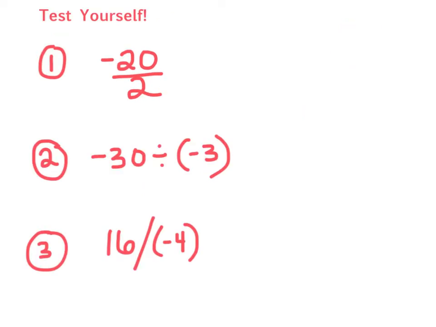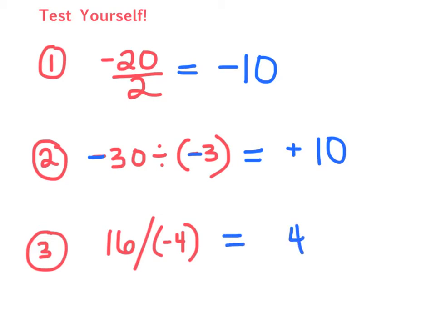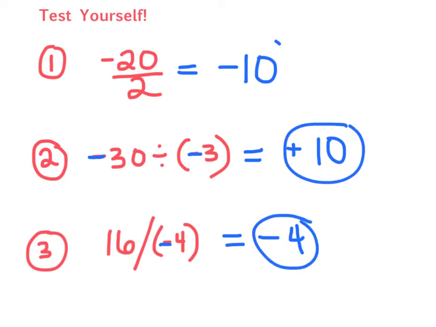All right, I want you to push pause, and I want you to try these 3 in your notebook or in Notability, and then push play to check your answers. All right, first one, you should get 20 divided by 2 is 10, and then you have 2 different signs, so it's negative. Second one, 30 divided by 3 is 10, and then I have a negative divided by a negative, which makes it a positive. Third one, 16 divided by 4 is 4, and I have 2 different signs, so it's going to be a negative 4. So here's your answers. Please fix them if you did not get them correct.